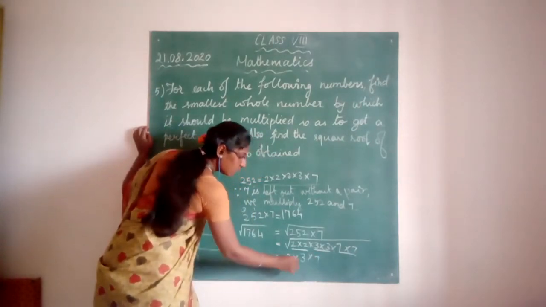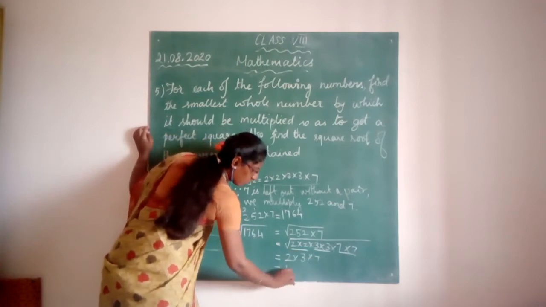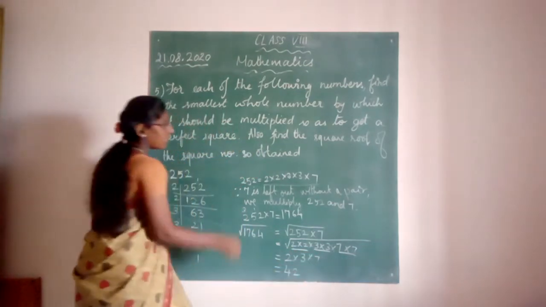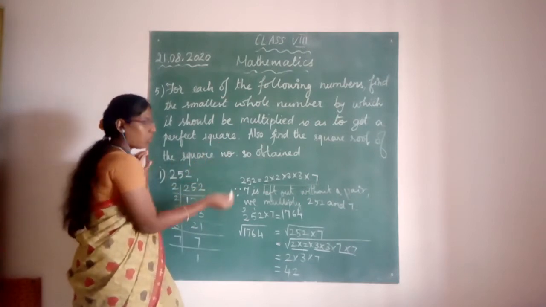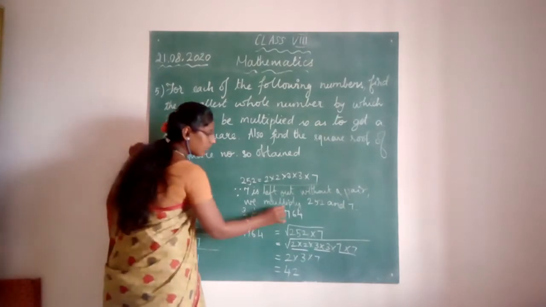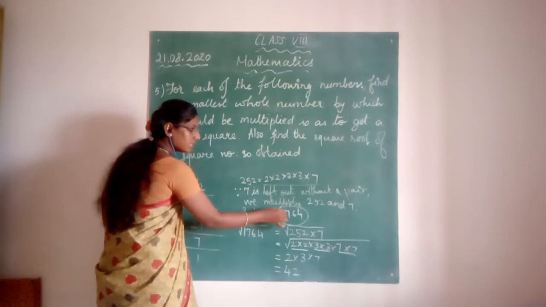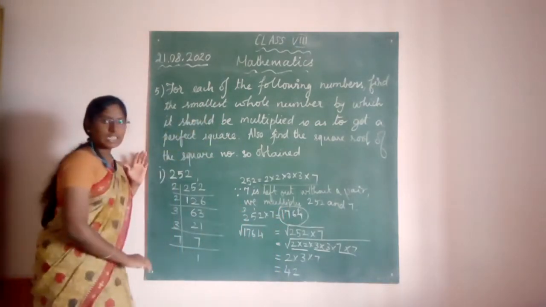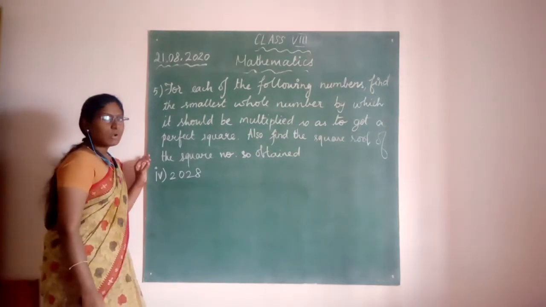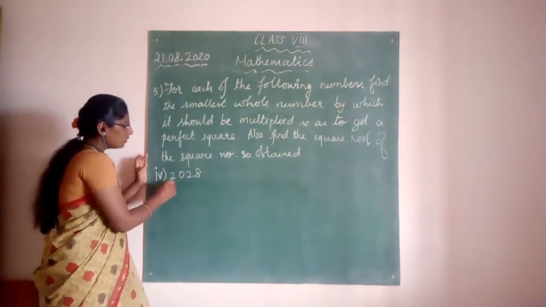So what is the answer here? 2 3s are 6 and 6 7s are 42. They have asked the question, also find the square root of the square number so obtained. So this is the square number obtained, and the square root of this perfect square is 42. Is it clear? Now let us go to the next question.